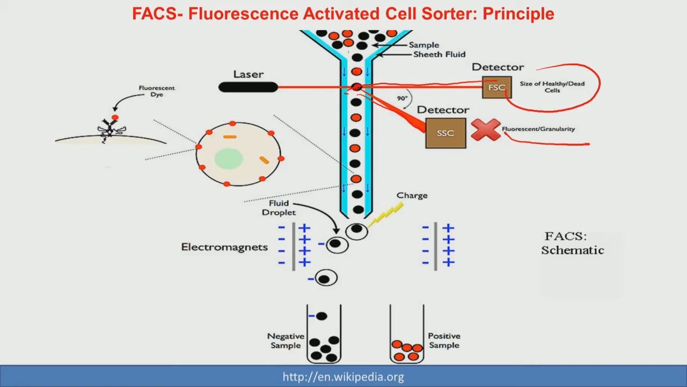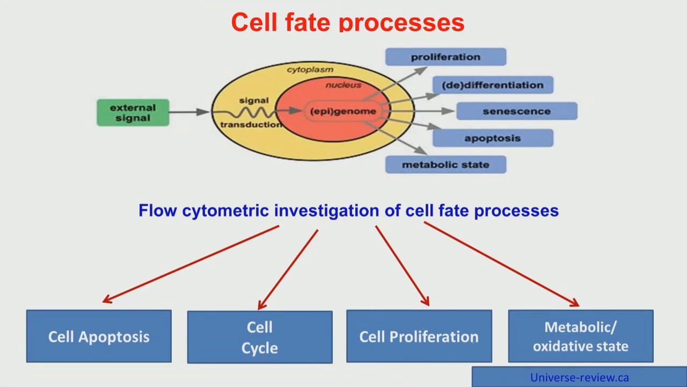Once the cell goes through this FACS column, if you allow certain electromagnets to be placed at the end of the column, it will enable you to sort the cells depending on negatively stained and positively stained samples. This important process can be very useful to quantify cell proliferation, cell cycle analysis or cell apoptosis on a single cell specific basis.